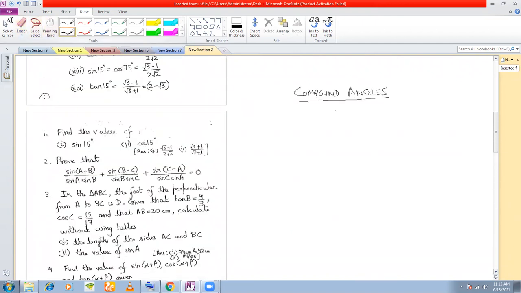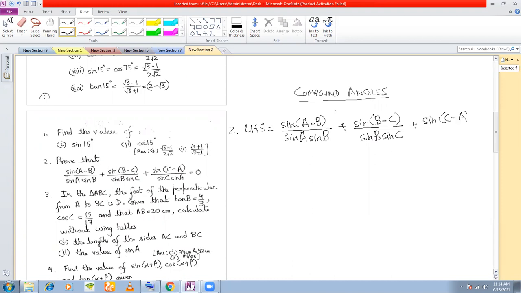Number 2. The question here is to prove that sine(A minus B) divided by sine A sine B, plus sine(B minus C) divided by sine B sine C, plus sine(C minus A) divided by sine C sine A equals 0. We start from the left hand side.